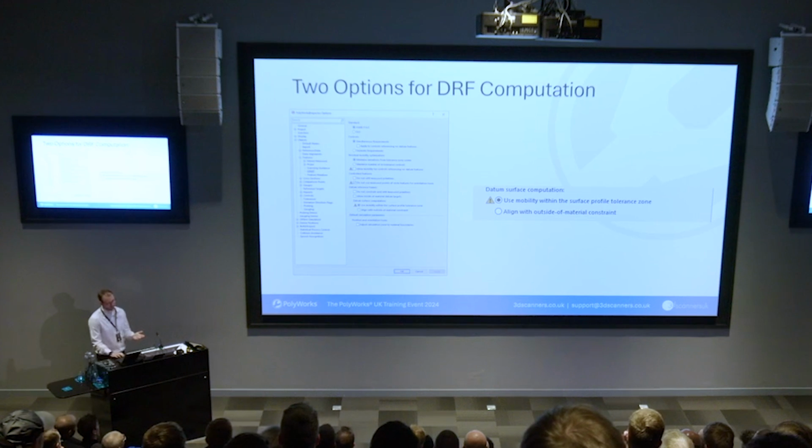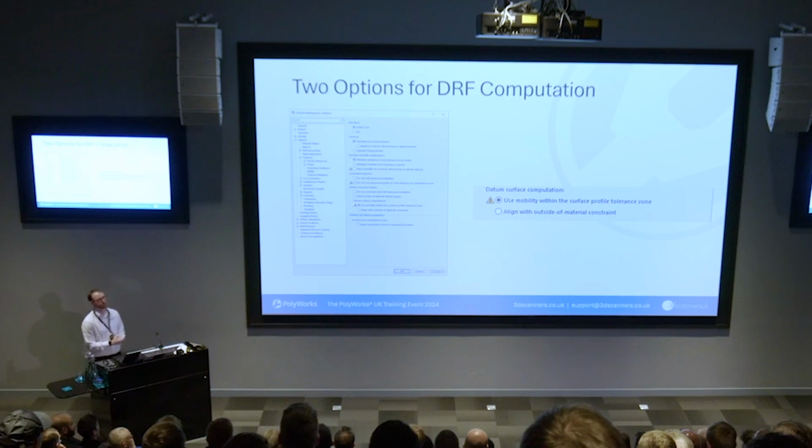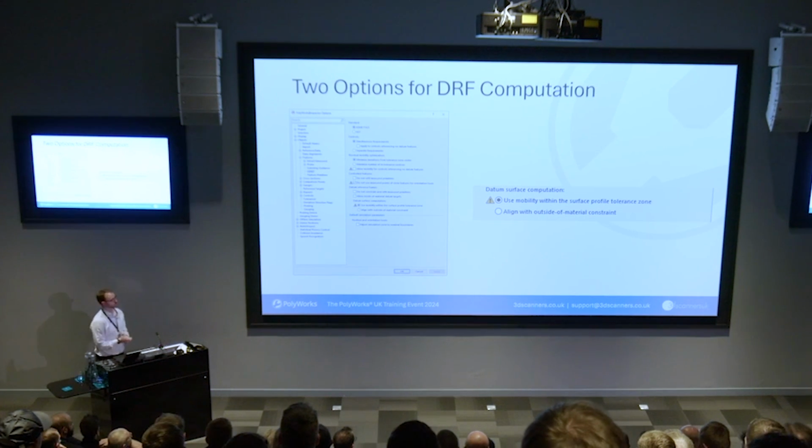There are two methods for this, enlarged on the right-hand side, datum surface computation. The top one is use mobility within the surface profile tolerance zone, so effectively controlling the position of the surface within a specified tolerance zone. And the second one, align with outside material constraint, essentially assumes a max fit, which using custom degrees of freedom, you can dictate as well, let's call it.